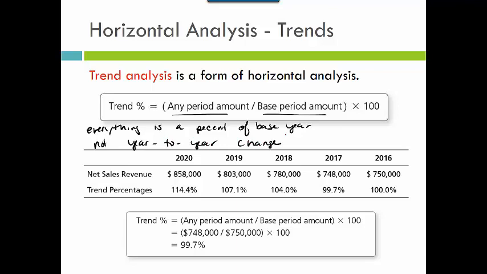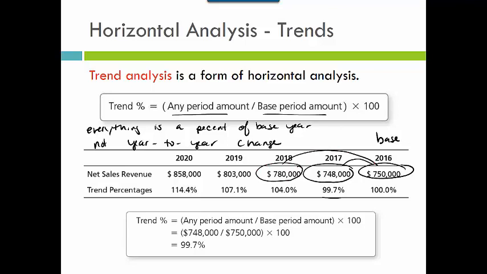So what we do, okay, so the base year, this is the base year, this is the oldest one, right? You can see this is my newest, and this is my oldest, 2016. So I just take each number and divide it by this number right here. So if I'm doing the base year, I'd just be 750 divided by 750 is 100. For this one, I'm going to take 748 divided by 750 times 100, and I get 99.7. It went down a little bit. For 2018, I take 780, and I'm not comparing it to this one.